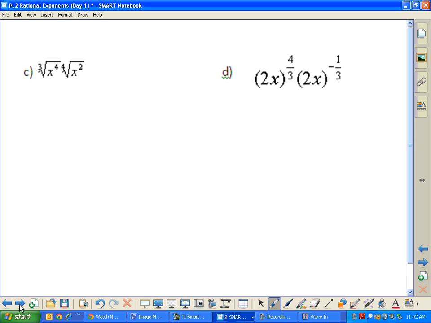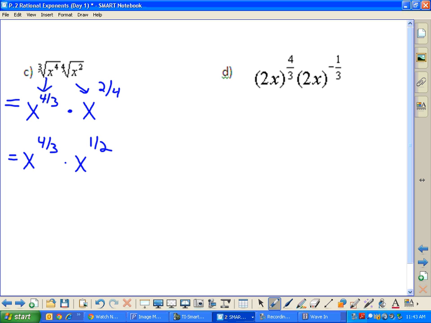So kicking off step one, I know that the cube root of x to the 4th is the same as x to the 4/3. And I know that the 4th root of x squared is the same as x to the 2/4. And I don't like 2/4, so I'm going to simplify that down to a half.